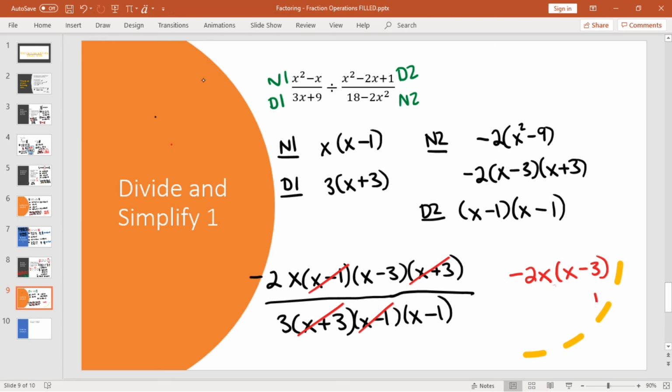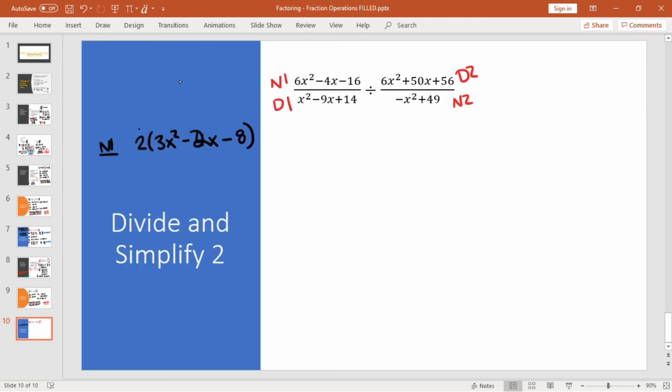Very, very, very last one. Bit of a doozy. Okay. N1, D1. When I flip the fraction to multiply, this will become N2. This will become D2. All right. I feel like I'm going to start here because it's going to be massive. N1 has a common factor. I can take 2 out, and I'm left with 3x squared minus 2x minus 8. So the deal is I'm going to do factoring with the stuff in the bracket.